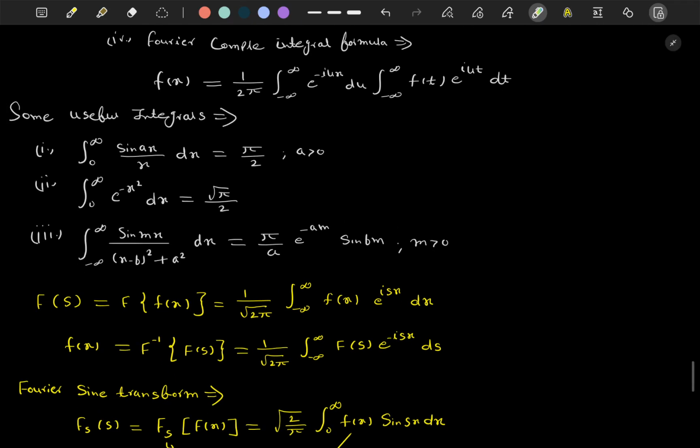Now we have to remember some useful integral formulas like sin ax by x is pi by 2, in the limit of 0 to infinity. Sin ax by x equal to pi by 2, and 0 to infinity e raised to the power minus x square dx equal to under root pi by 2. Similarly, sin mx, minus infinity to plus infinity, by (x minus b) whole square plus a square dx equal to pi by a e raised to the power minus a m multiplied with sin bm.